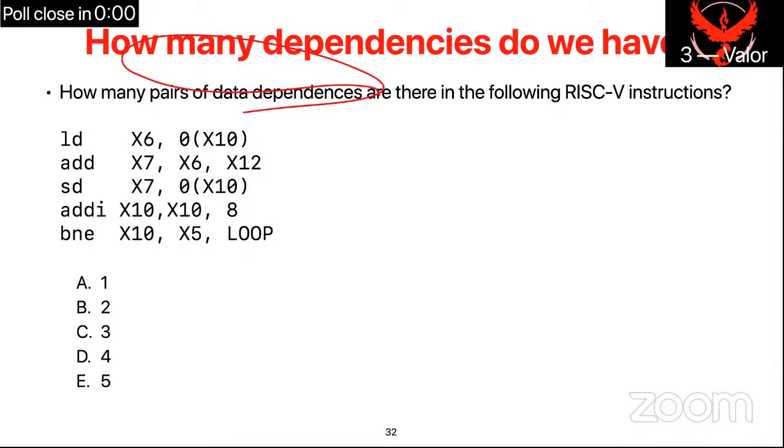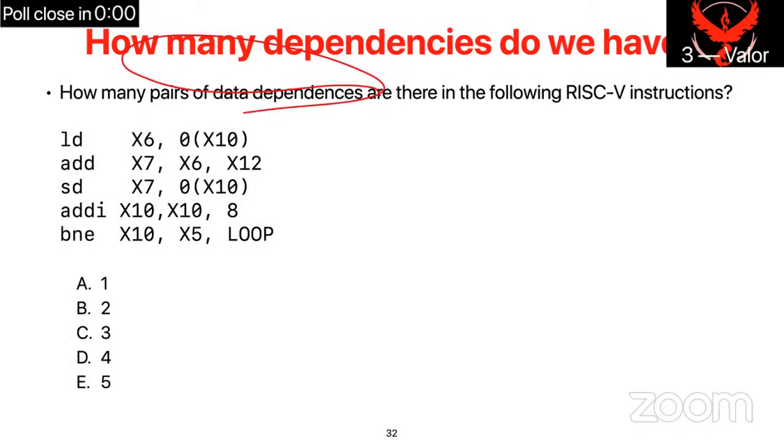From the limited knowledge that I have, X6 in load and add, I believe those two are data dependencies. Then X7 in add and store. I think that's store double. Then add integer. I'm not really sure about the add integer and branch not equal part, but I think that is also there, X10. And that's 3.